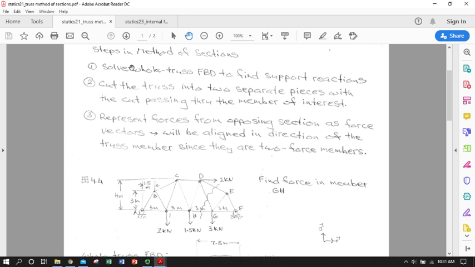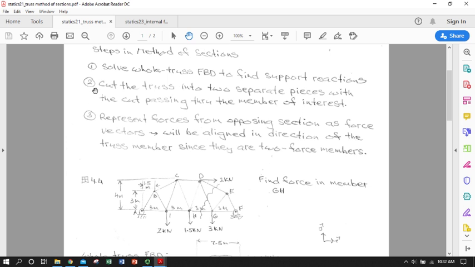So we start by solving the whole truss FBD to find the support reactions. If we have an extra support reaction, we may not be able to get all of them, but certainly if it's simply supported, we'll get all three if it's a plane truss. More obviously if it's a space truss. And here's the next step.